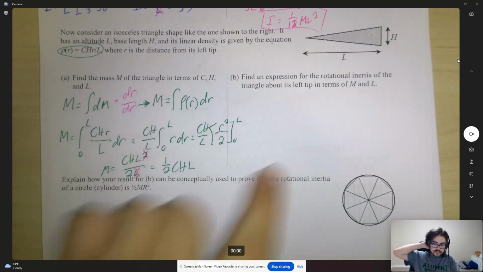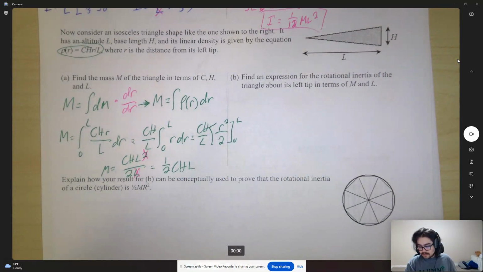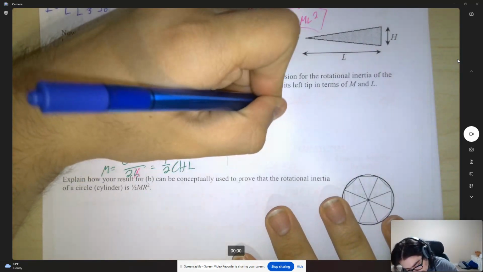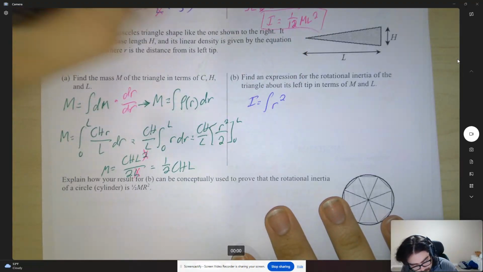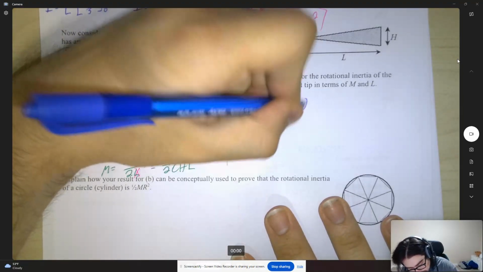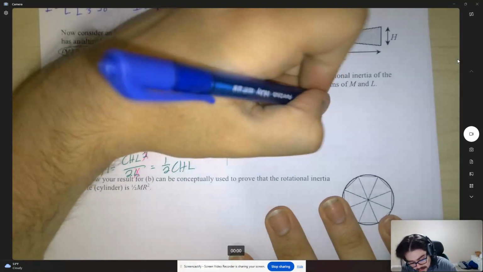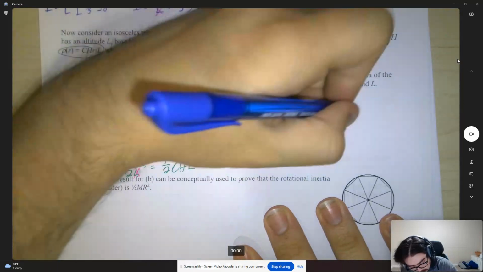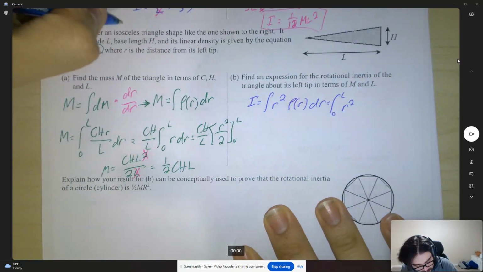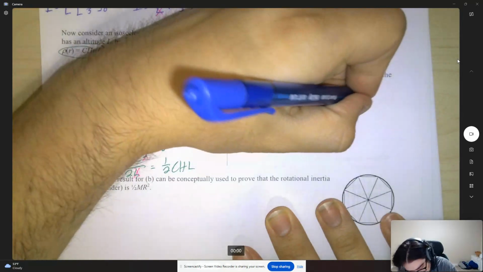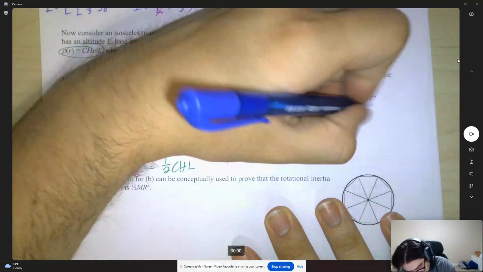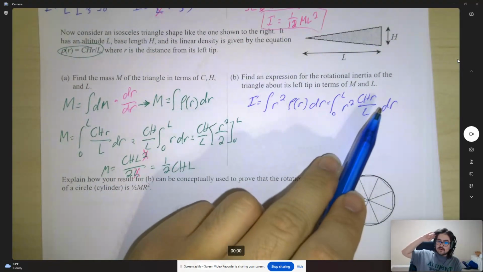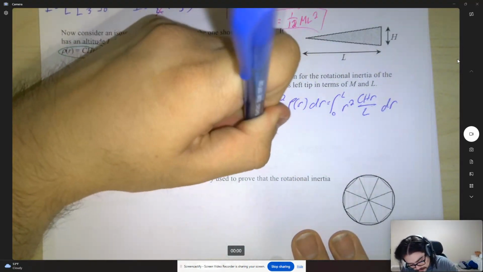Okay, and then for the rotational inertia, again, I'm going to do the same thing. I'm going to use the integral I equals r squared times rho of r dr. When I plug that in, I'm going to integrate from 0 to L. That's going to give me r squared times the density, which is CHr over L dr. And you can notice that I have r squared r.